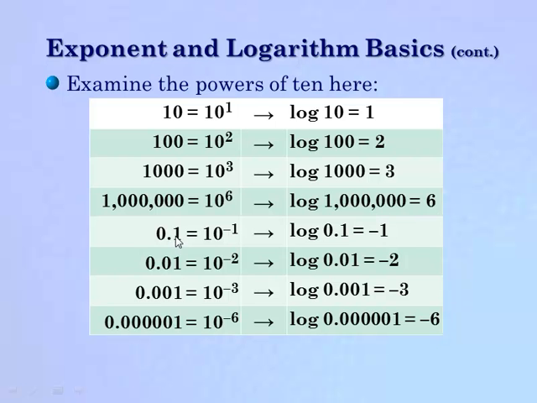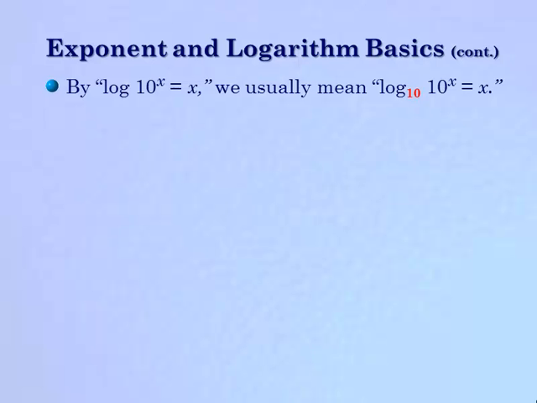Going the other direction, if we have a smaller number like 0.1 or 1/10, that's the same as 1 over 10 or 10 to the minus 1. The log of 0.1 is equal to negative 1, sure enough. The exponent matches. So for 0.01, that's 10 to the minus 2, and the log of 0.01 is minus 2. So you can see all the way down the list how that works. So in general, we know that the log of 10 raised to the x power is equal to x. By the log of 10 to the x equals x, we usually mean the log base 10, of 10 to the x equals x.